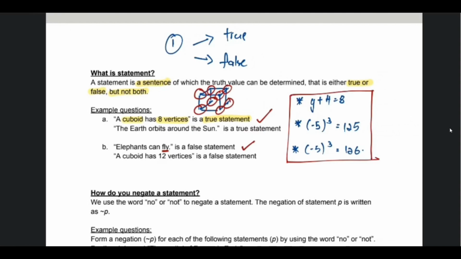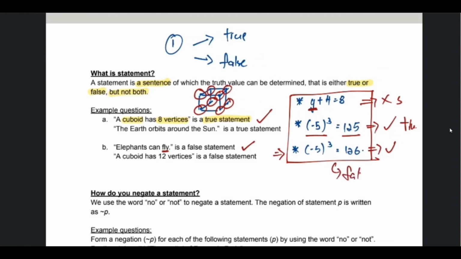So we determine whether these are sentences or not. The first one is not a sentence because for the y we do not know what the value is, so this is not a sentence. The second one is a sentence because we can directly find the answer and we know that it is true. And the third one is a sentence, a statement, but it is false because we know that the answer is wrong. So this is the statement.